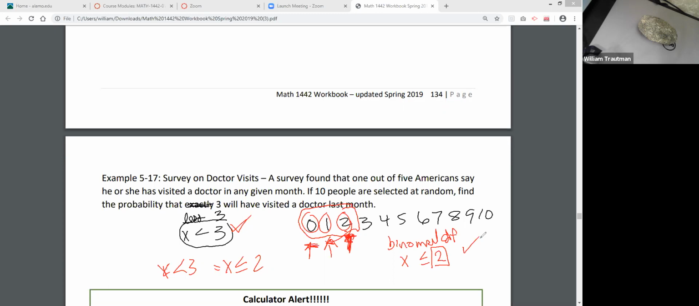So once again, second vars, go all the way down to B. And everything gets typed in except number of trials is 10. And everything's going to be the same except when we say less than 3, we have to put a 2 in there because it's going to be 2, 1, and 0. Less than 3 is the same thing as saying x is less than or equal to 2. I hope that makes sense.